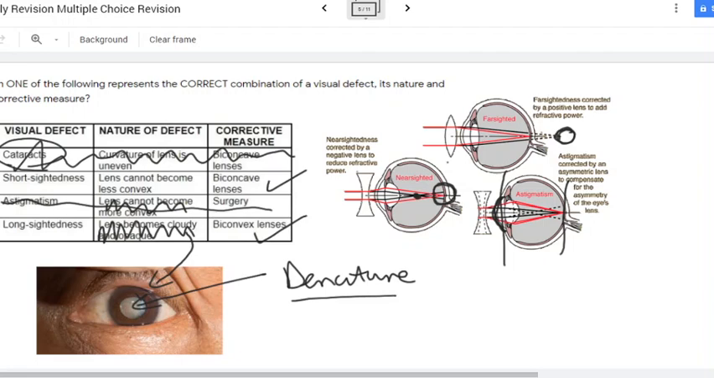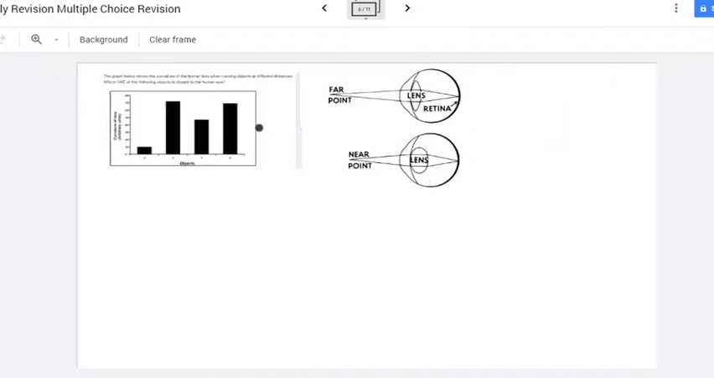So our correct answer in this case was B. It was short-sightedness. Lens cannot become less convex, and we correct it by having a biconcave lens. Next question.